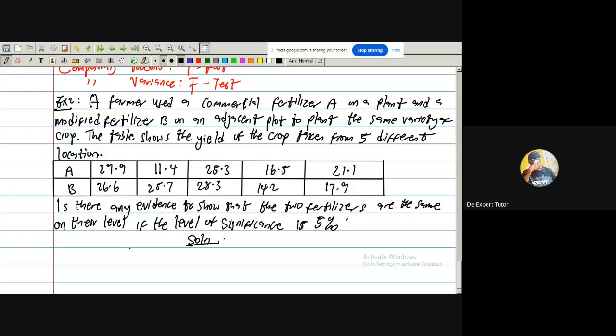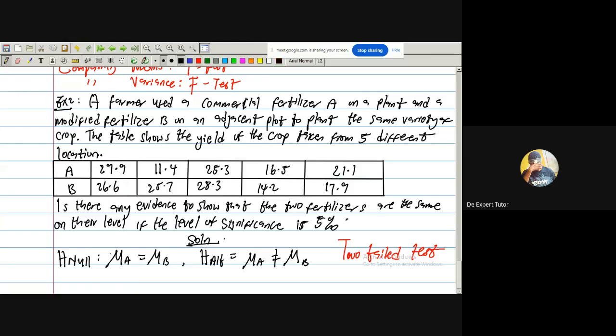So from that word, let us bring out our null hypothesis. Our null hypothesis is what? We are trying to say the mean of A is equal to that of B. That's the null hypothesis. And the alternative hypothesis is that their means are different. So here we are looking at a two-tailed test.